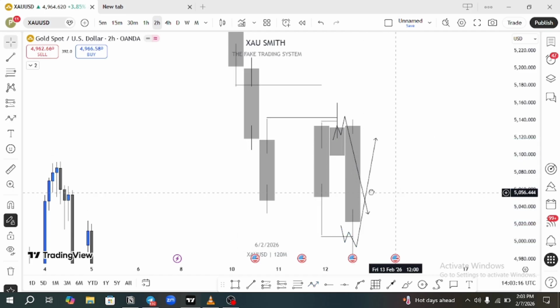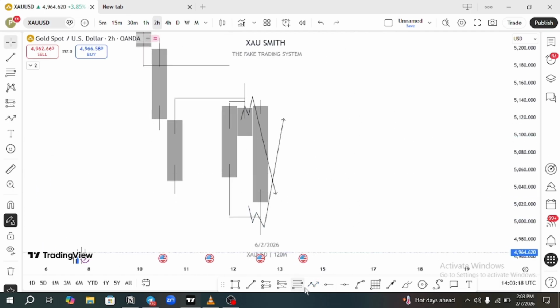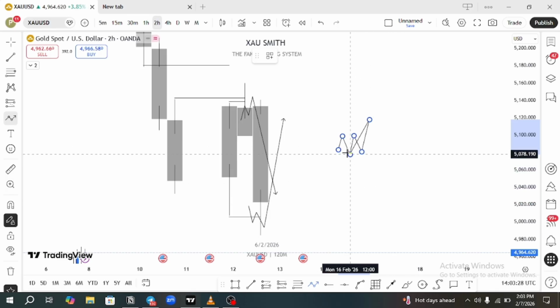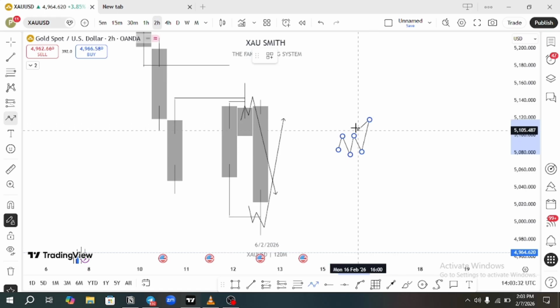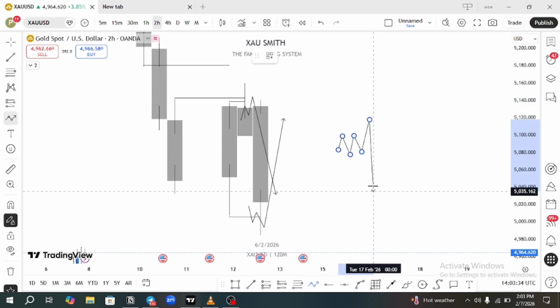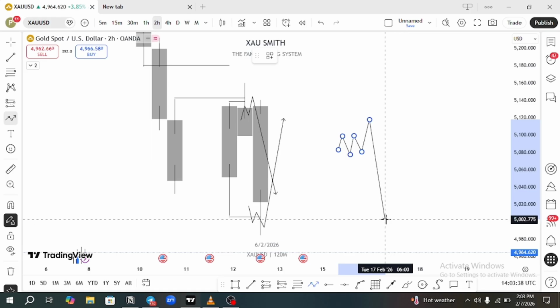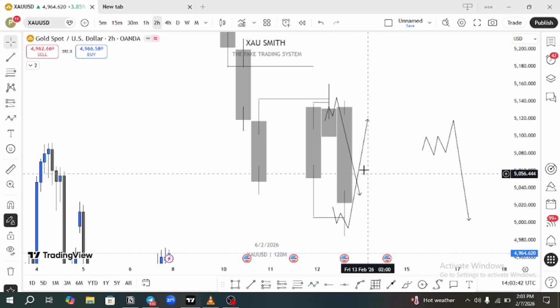So usually I can also say a CRT is more like an AMD pattern, accumulation, manipulation, then distribution pattern, right? So usually the first candle is always the accumulation candle, then the second candle will manipulate, which is taking out either the high or the low of it, and we see the third candle distribution to the intended direction. So this is a CRT forming in a fair value gap, right?